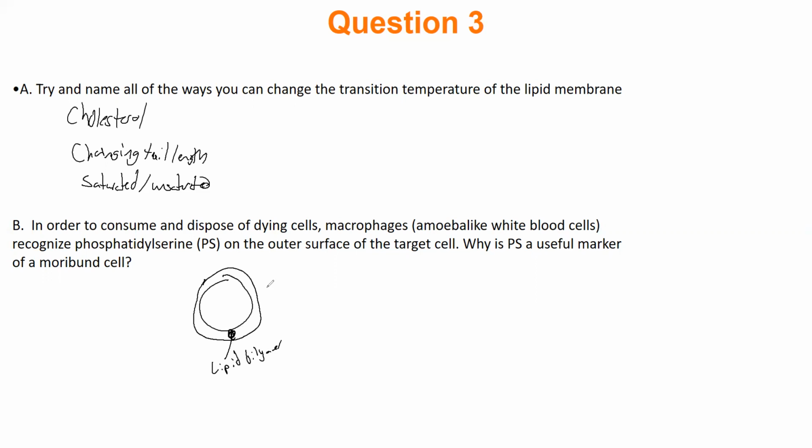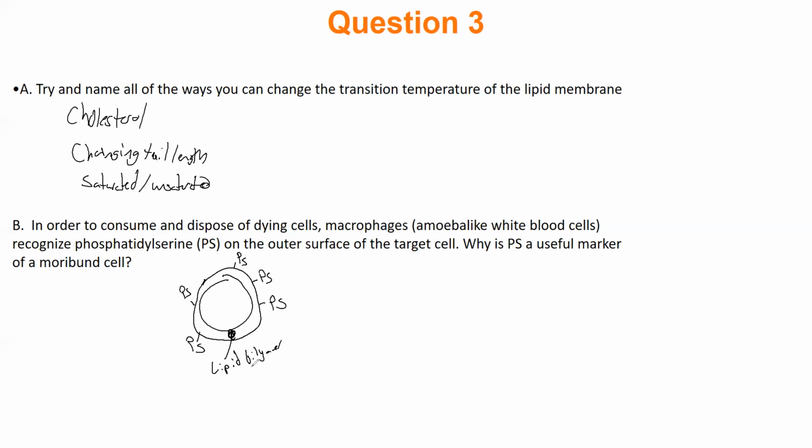And when a cell is dying, you have the lipid phosphatidylserine on your outer membrane. And that's a signal to macrophages to come and destroy the cell. And the question is, why do you think PS would work as a signal for death?